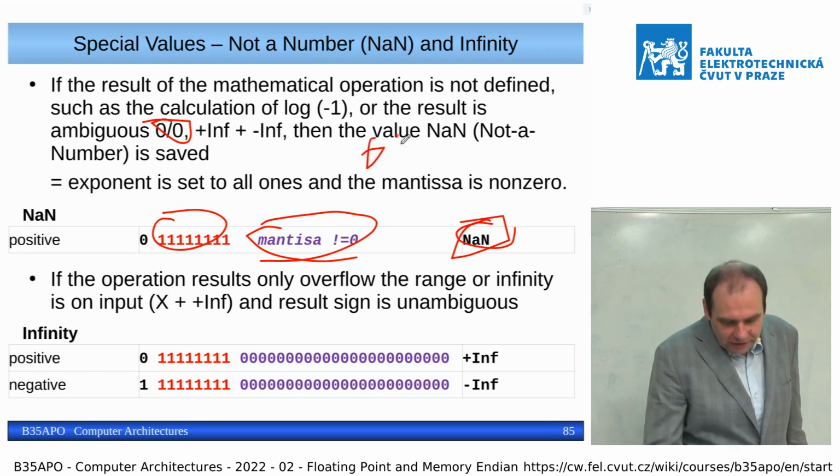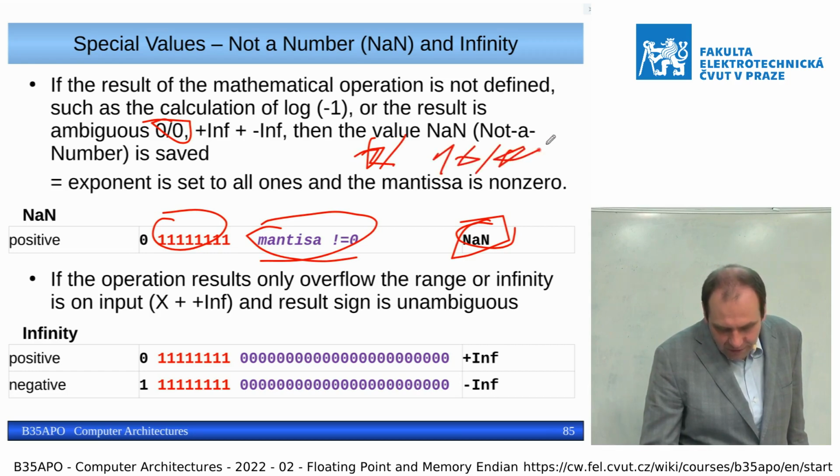So, what is, for example, 10 divided by 0?